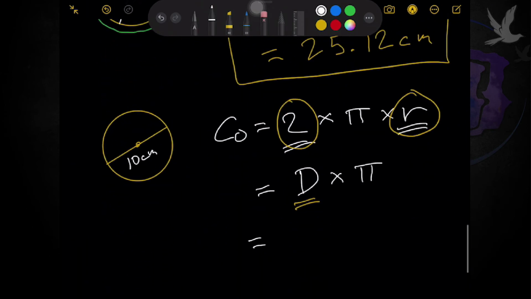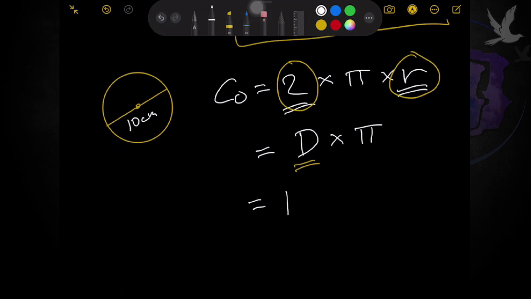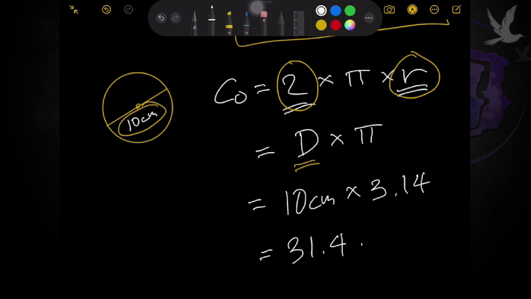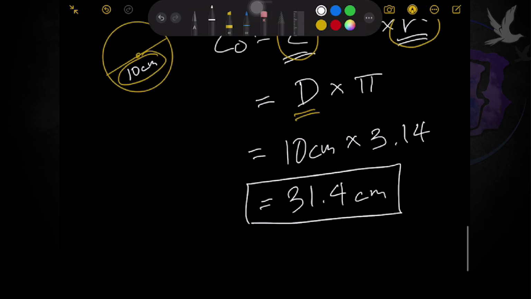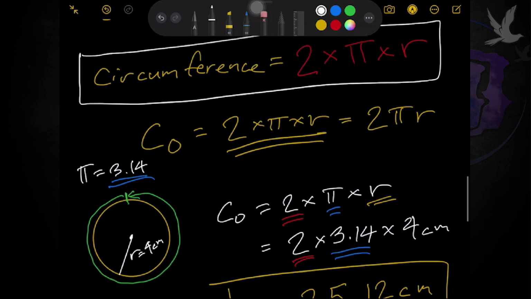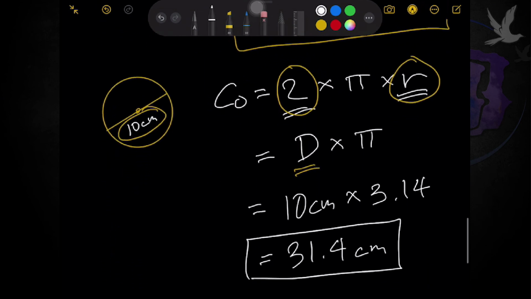Okay? So, knowing that the value of our diameter is 10 centimeters, Teacher Mark, where did you get 10 centimeters? Andito lang. Okay? And the value of pi here, in my case, is 3.14. So, then again, all you have to do is just to multiply this. And 3.14 times 10 will give you 31.4 centimeters. Ganito lang dito. That's how you solve for the circumference of a circle.